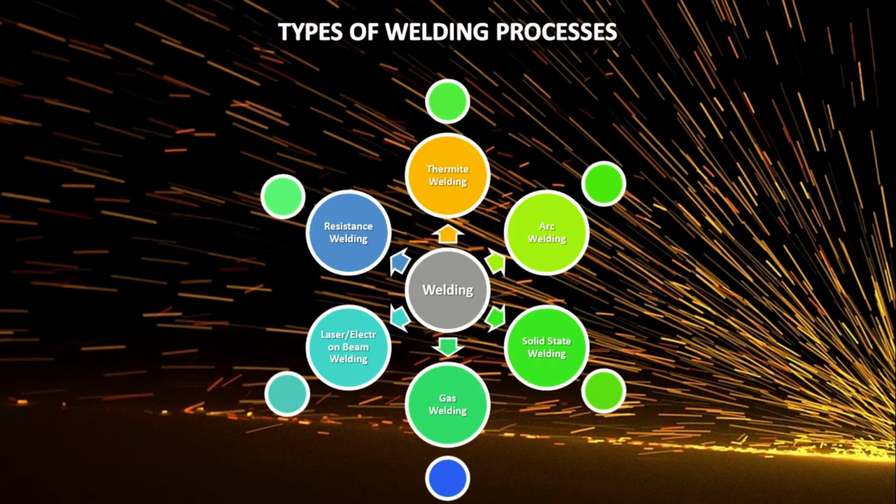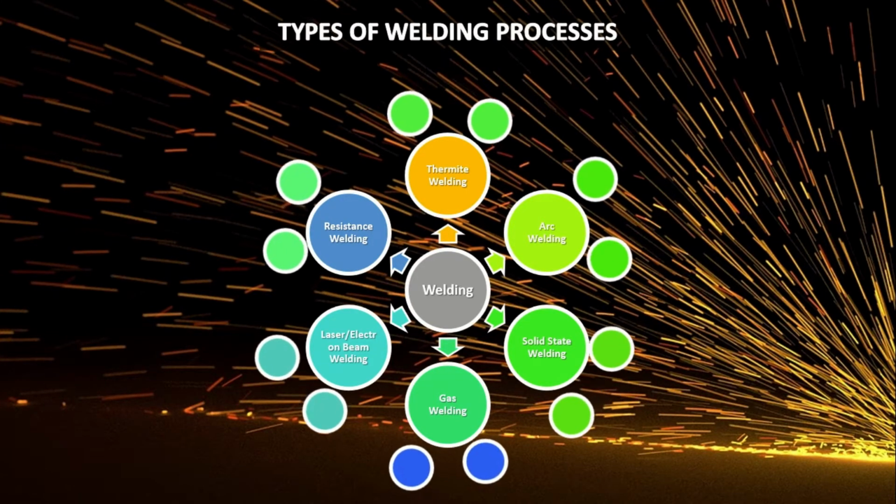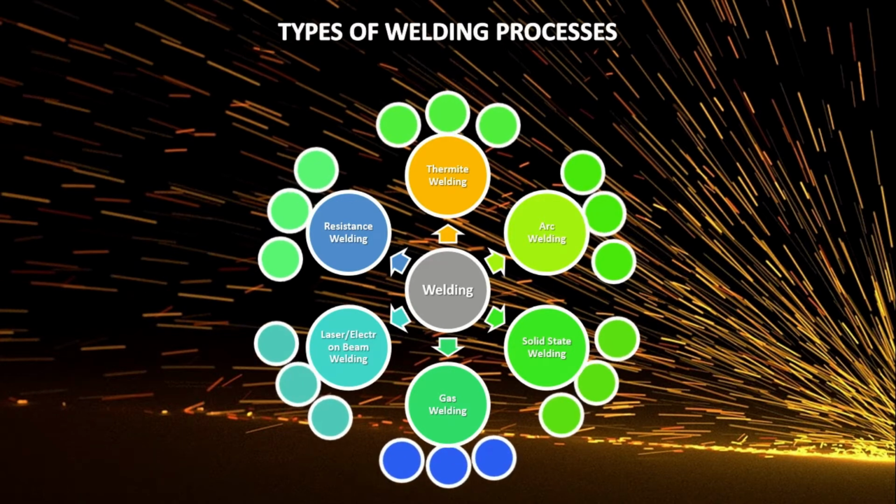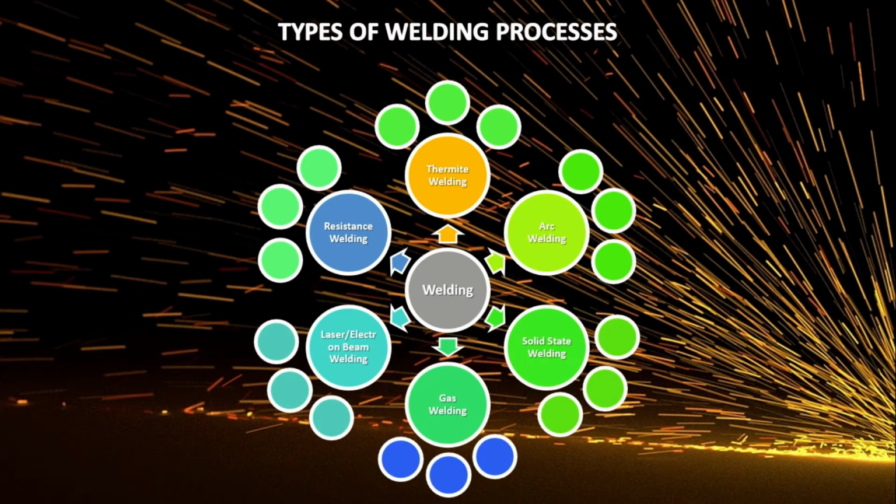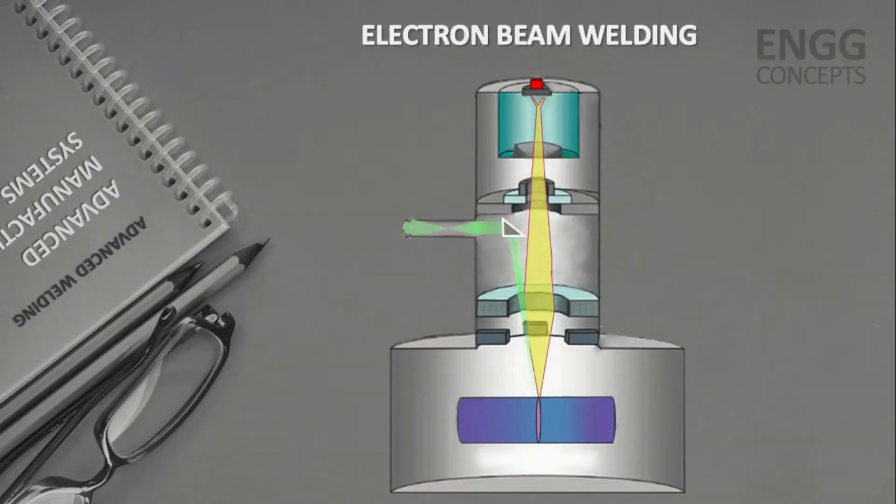There are many types of welding processes to join two similar or dissimilar metals together as a single workpiece. One of them is electron beam welding. In this video, we will learn how electron beam welding works, various components of electron beam welding, and where it is used. So, let's begin.